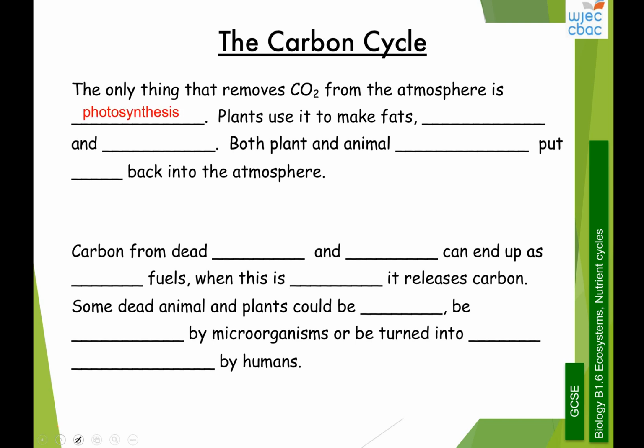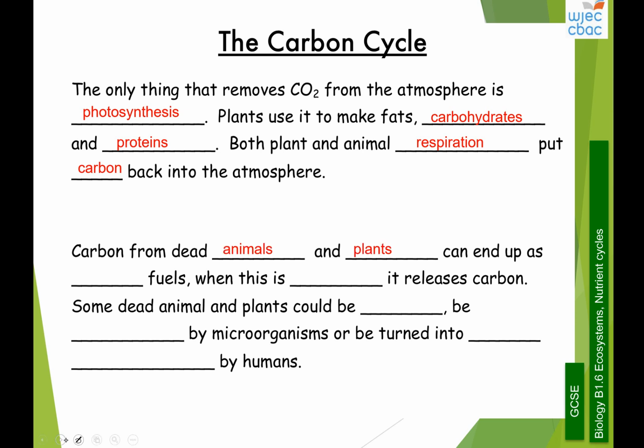So I need you to fill in the missing words, which are here on the board. So in our first paragraph, the only thing that removes CO2 from the atmosphere is photosynthesis. Plants use it to make fats, carbohydrates and proteins. Both plant and animal respiration puts carbon back into the atmosphere.